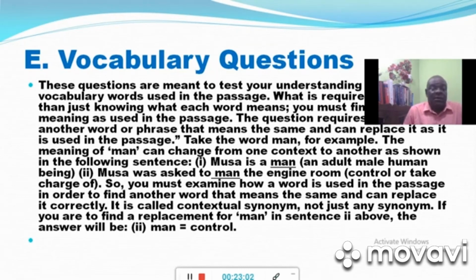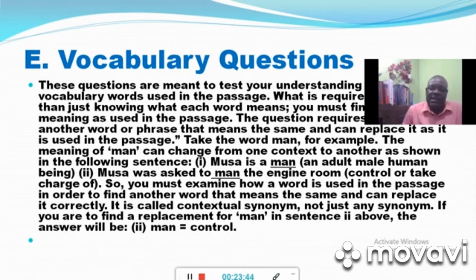Now, let me give you an example. If we say that Musa is a man, the meaning of man in that sentence is an adult male human being. But if we rephrase the sentence and say Musa was asked to man the engine room, then the meaning of man changes in that second sentence. Instead of an adult male human being, man simply means control or take charge of. Musa was asked to control the engine room, or Musa was asked to take charge of the engine room.